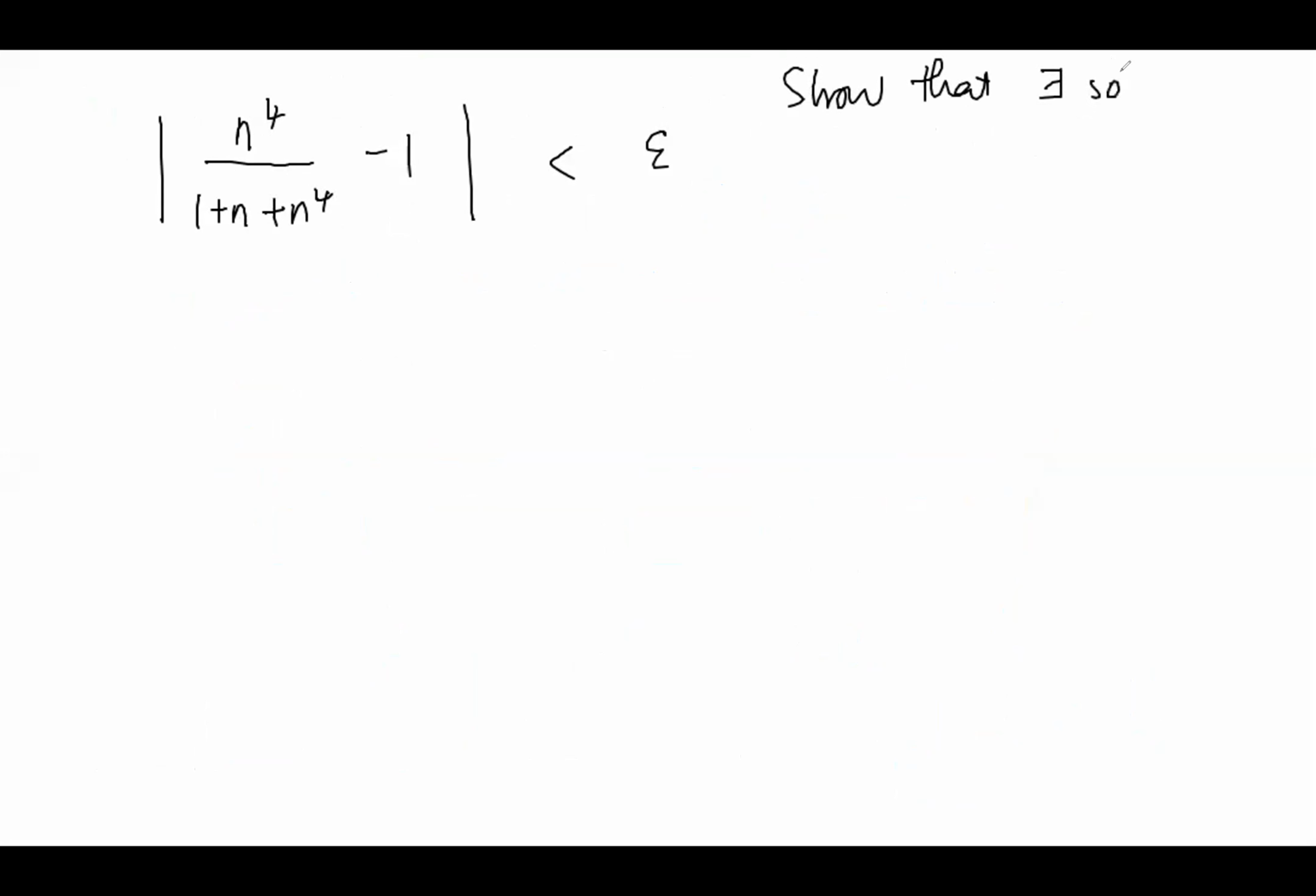Okay, so we want to show that there exists some n such that when your index n is exceeding this threshold, this condition will be true, right? So let's look at the left-hand side.